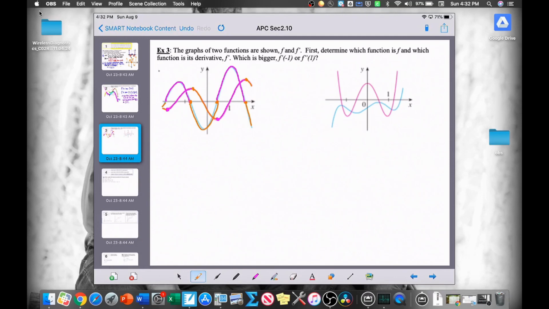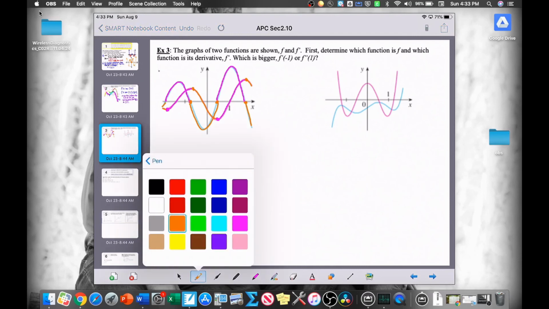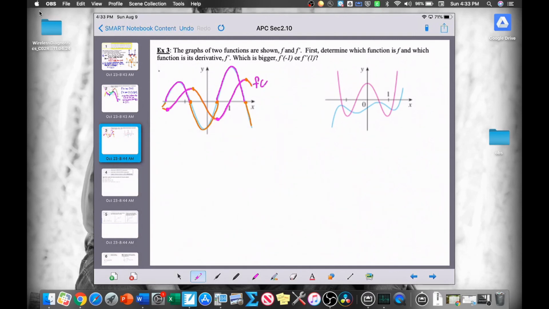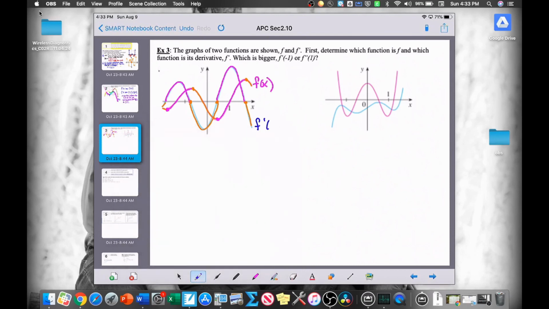So I can say that the pink graph, I know I've recolored everything now, but the pink graph is definitely our f of x. And the blue graph is our f prime of x. Okay, and now that we've made that decision, they're asking us to categorize f prime of -1 and f prime prime of +1. And I know you're thinking, well, we don't even have a graph of f prime prime. We'll get to that in a second.